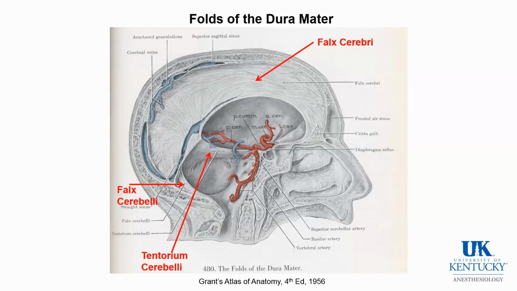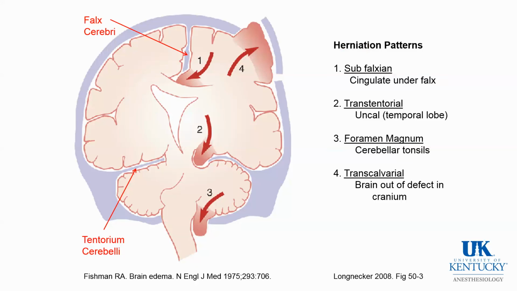This is a lateral view of the open skull to depict the important folds of the dura mater, including the falx cerebri, the tentorium cerebelli, and the falx cerebelli. These are related to herniation patterns, which are depicted here.